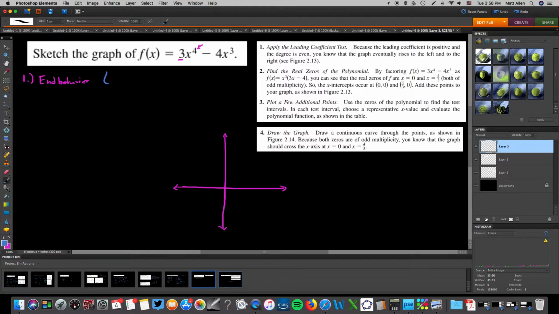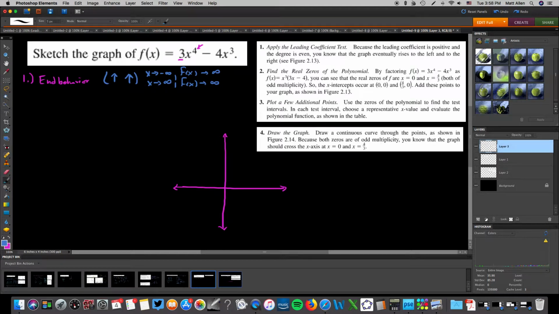So with respect to the right-hand side of our graph, I know the right-hand side is going to rise. And because our degree is even, I also know that the left-hand side of our graph would have to rise. As far as writing end behavior goes, we want to make sure that we take the time to write it in the proper notation. As our x values go to the left, to negative infinity, what are our y values doing? It looks like our y values are going to positive infinity. And as x goes to the right, or as x gets very large positive, we see that our y values are also rising on the right-hand side, going to positive infinity. So we have our end behavior here.